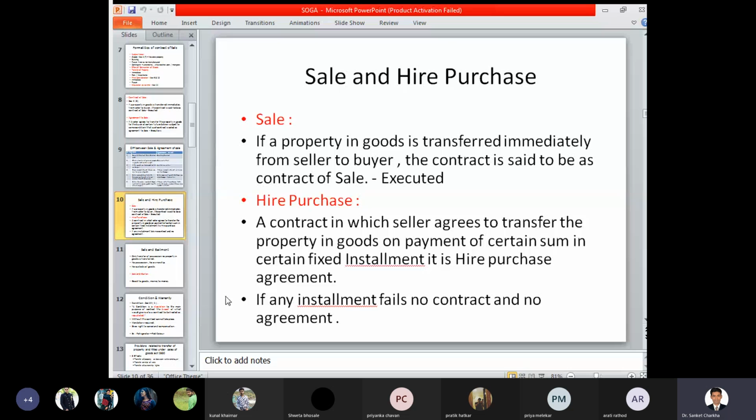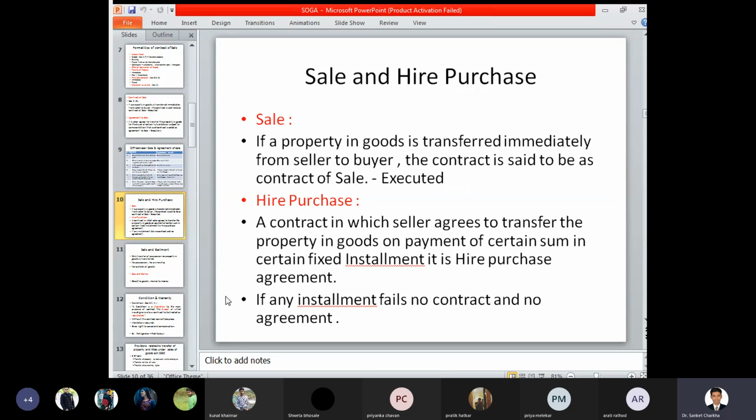Now going further with the concept of sale and hire purchase. In hire purchase, what kind of contract comes into existence? A contract in which the seller agrees to transfer the property in goods on payment of a certain sum in fixed installments is called a hire purchase agreement. If the installment fails, then the agreement is not completed and cannot be executed.